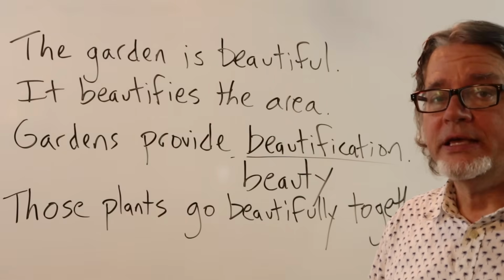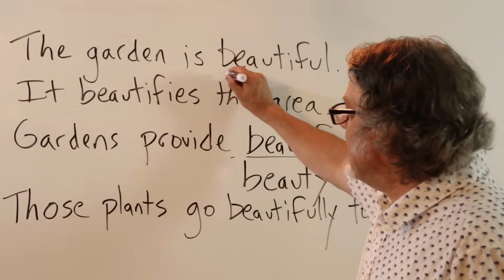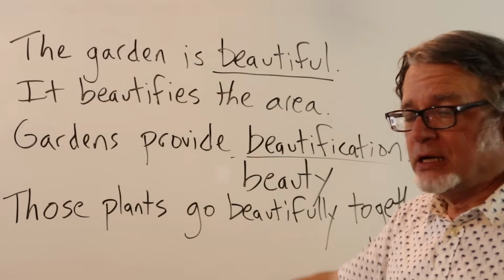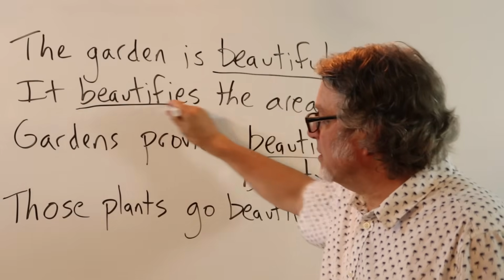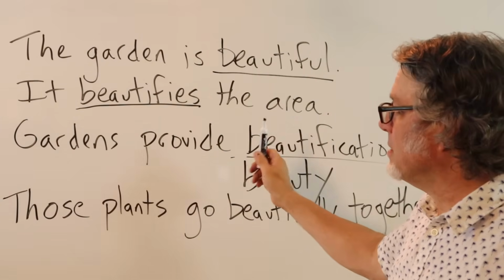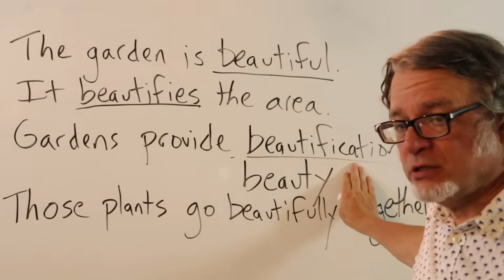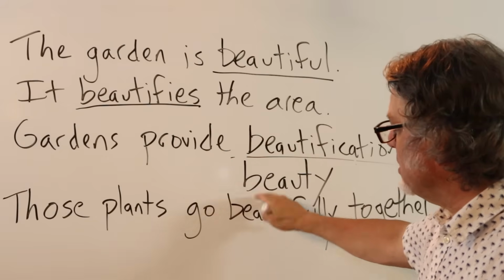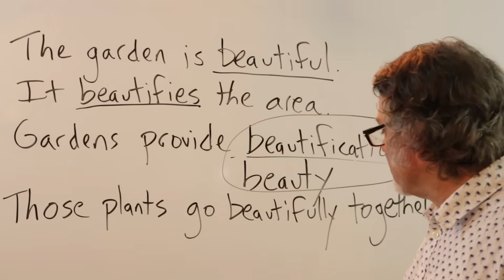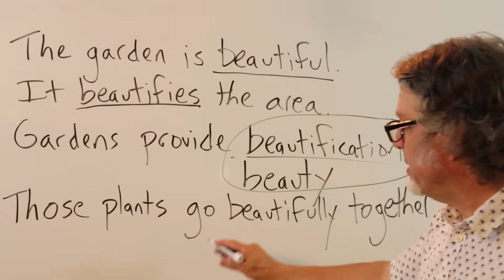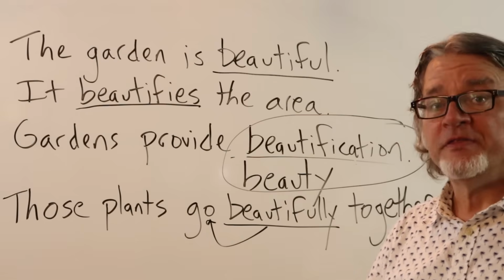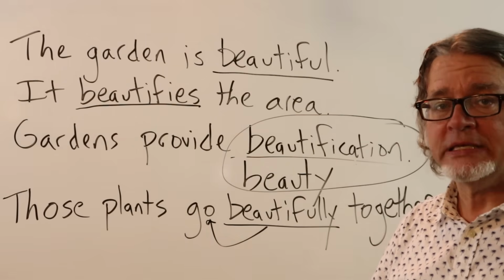The garden is beautiful. Here's the adjective. It beautifies the area. Here's a verb, beautify, in the present tense. Gardens provide beautification, or gardens provide beauty. Both of these words are used as nouns. Those plants go beautifully together. Here's an adverb for the verb go. The plants go beautifully together.